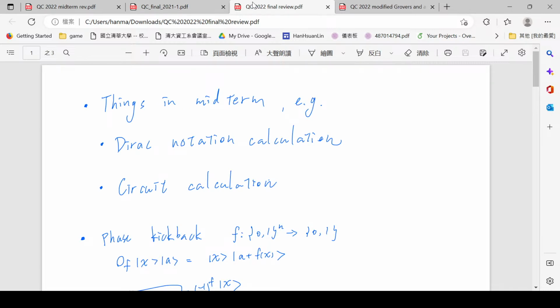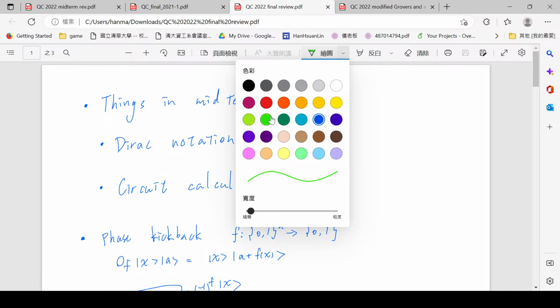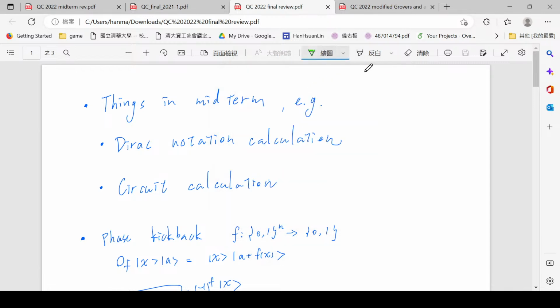So, let's have maybe a note here. Now I'm partially telling you what is going to be in the final. Entangled partial measurement might or might not be in the final, okay? Because that's a pretty cool thing about quantum mechanics.